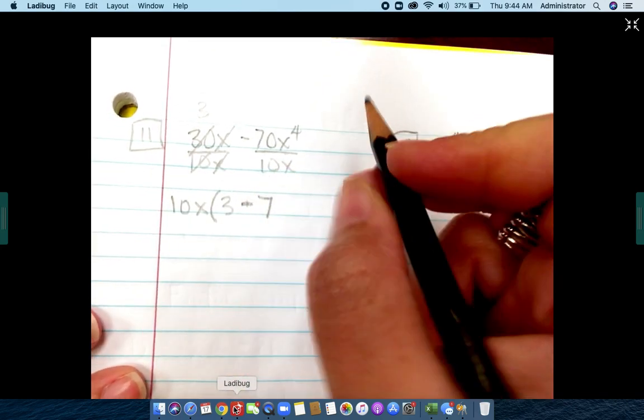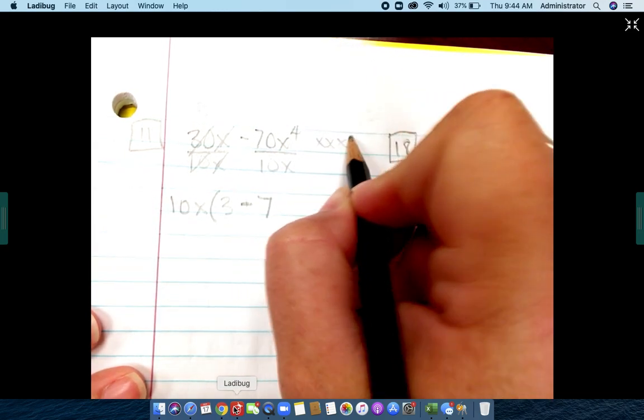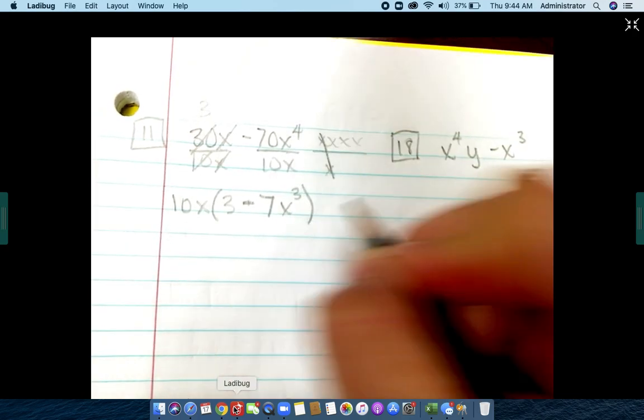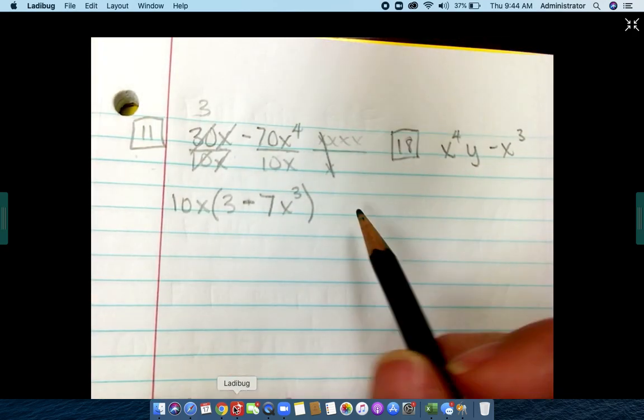70 divided by 10 is 7. And again, if I have 4 x's on top and 1 x on the bottom, 1 cancels out, leaving 3. So that's all the work I need to see.